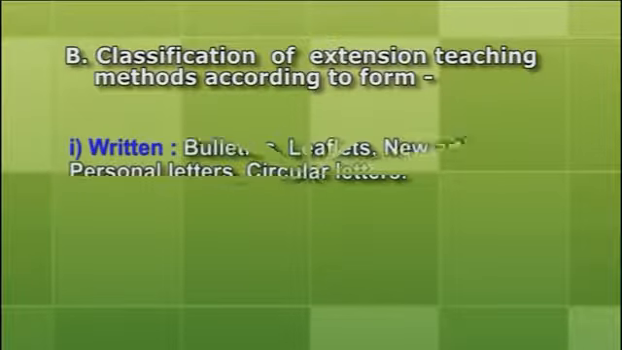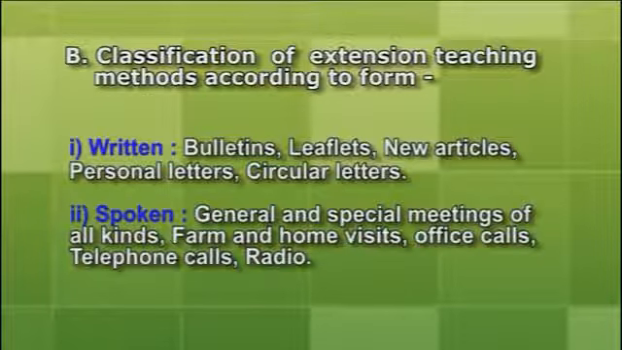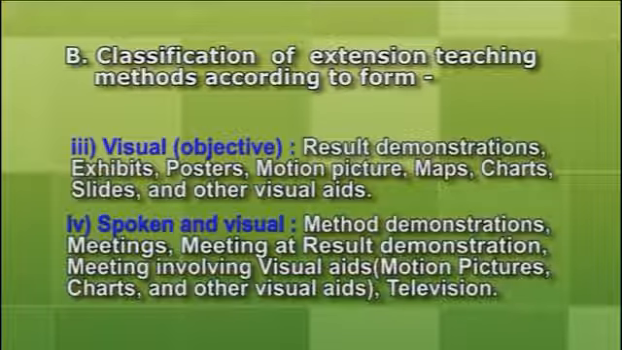Classification of extension teaching methods according to form: written: bulletins, leaflets, news articles, personal letters, circular letters; spoken: general and special meetings of all kinds, farm and home visits, office call, telephone calls, radio. Visual, objective: result demonstration, exhibits, poster, motion pictures, maps, charts, slides and other visual aids. Spoken and visual: method demonstrations, meetings, meeting at result demonstration, meeting involving visual aids, motion pictures, charts and other visual aids, television.